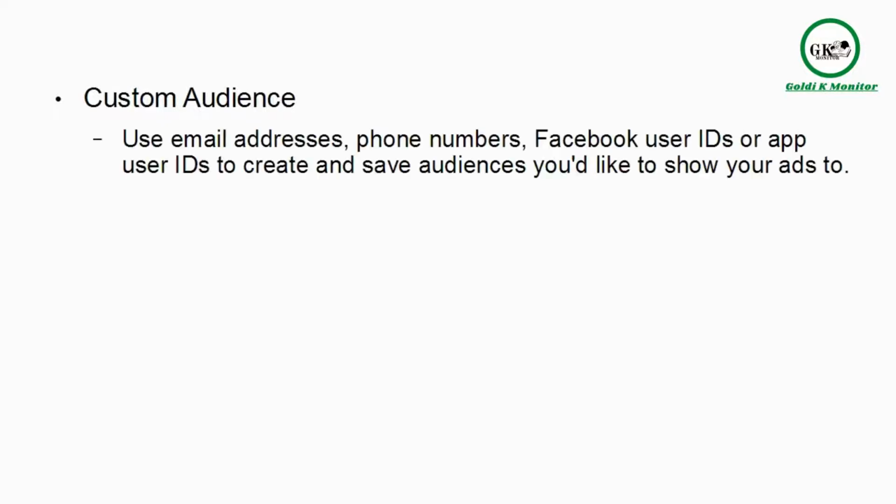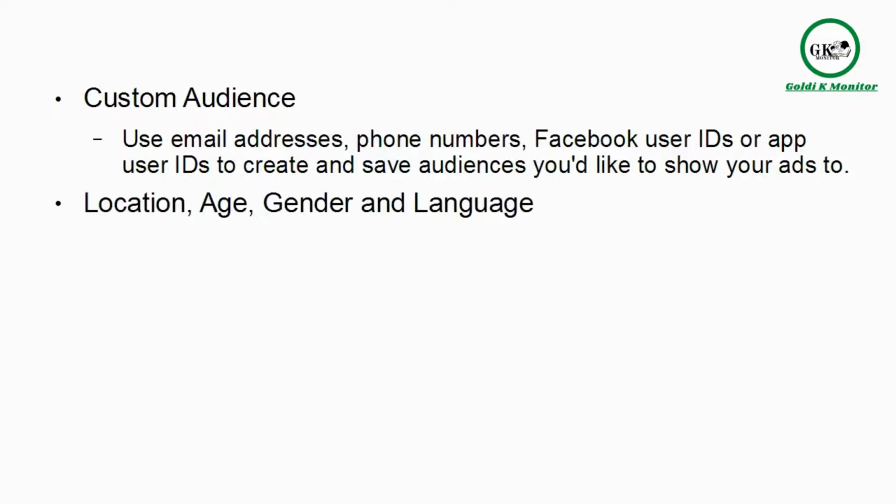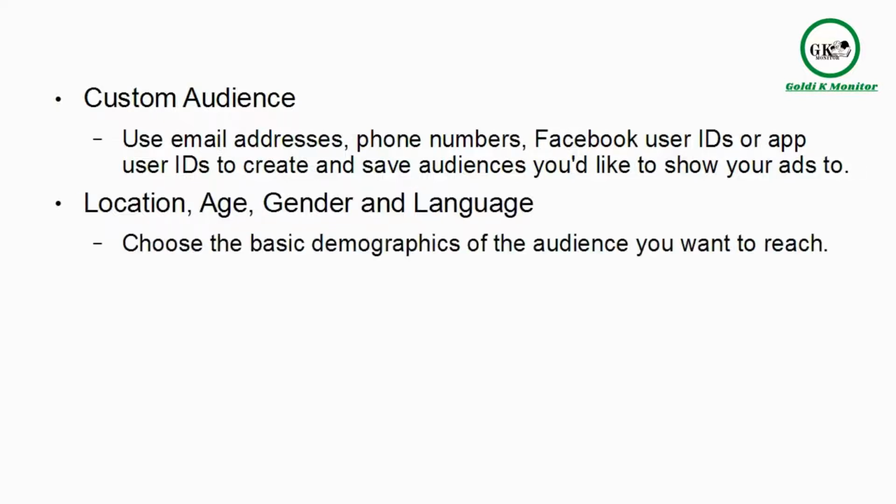Now, you can create a custom audience if you want. You can use email addresses, phone numbers, Facebook user IDs or app user IDs to create and save addresses that you'd like to show your ads to. So you can make sure that only people who you've specifically selected will actually get to see your ad. Nobody else will. You can also choose by location, age, gender, and language. And basically, these are the most basic demographics of the audience that you want to reach.